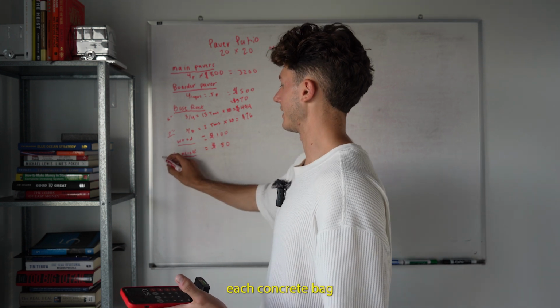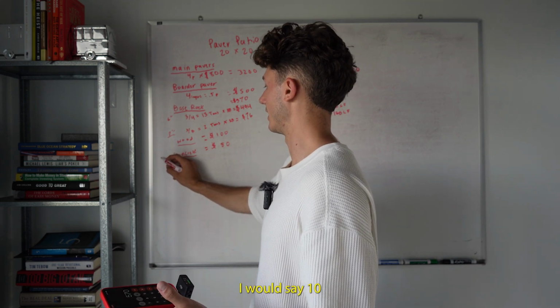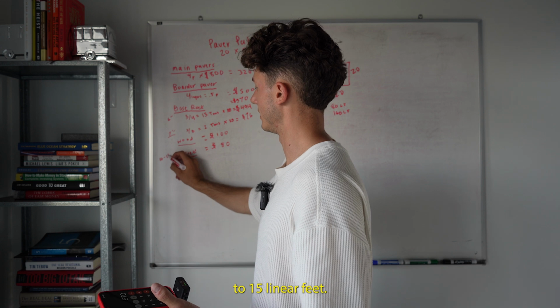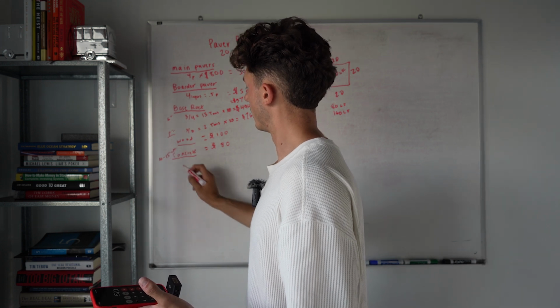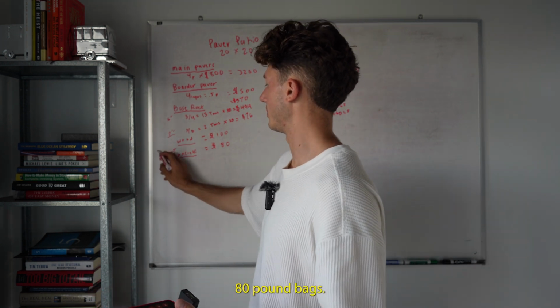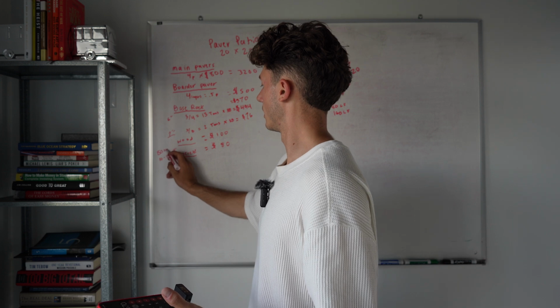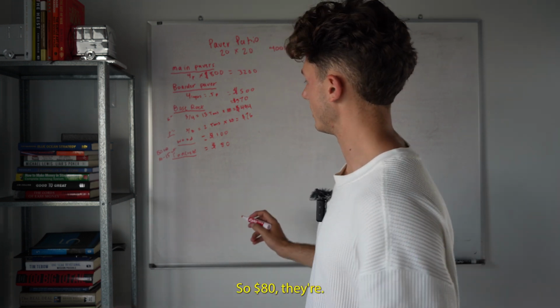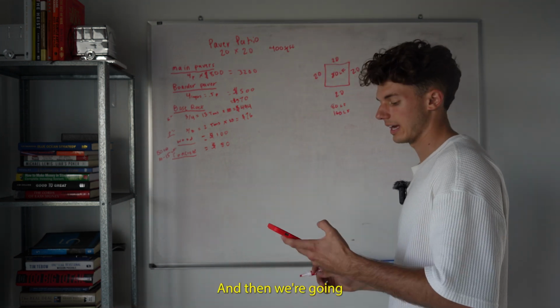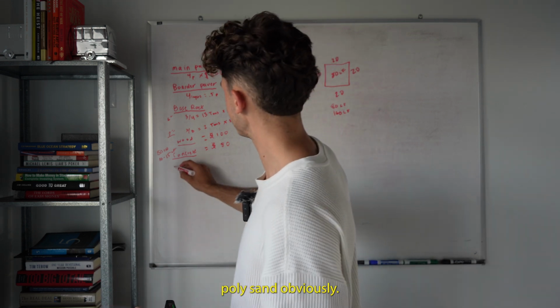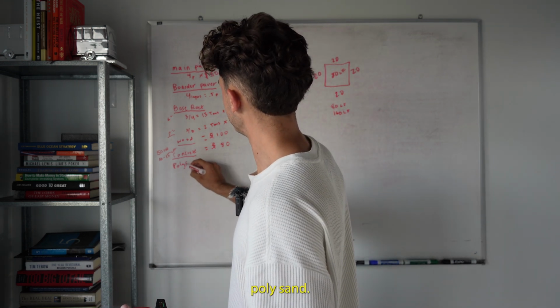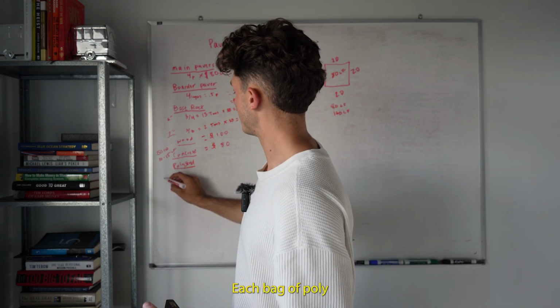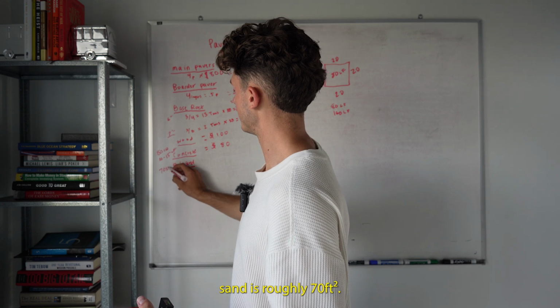Each concrete bag gets you roughly, I would say, 10 to 15 linear feet if you're getting the 80-pound bags. So $80 there. And then we're going to need poly sand, obviously. So then we do poly sand. Each bag of poly sand is roughly 70 square feet.